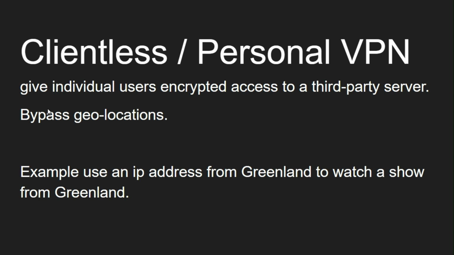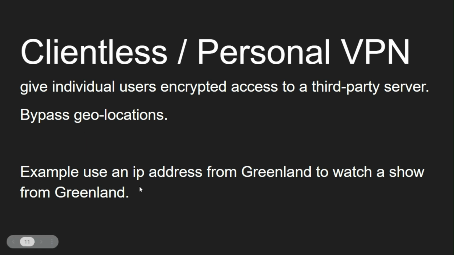Going ahead and keeping things logical and simple, but also making sure that you have layers of protection at every step that you can within reasonable and logical manners. And that would be the best. Okay, so clientless personal VPNs give individual users encrypted access to a third party server. And this is another way to bypass geolocations.